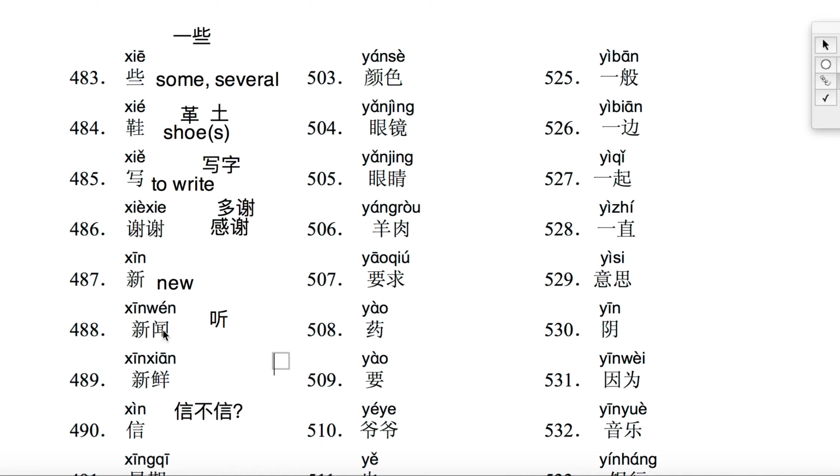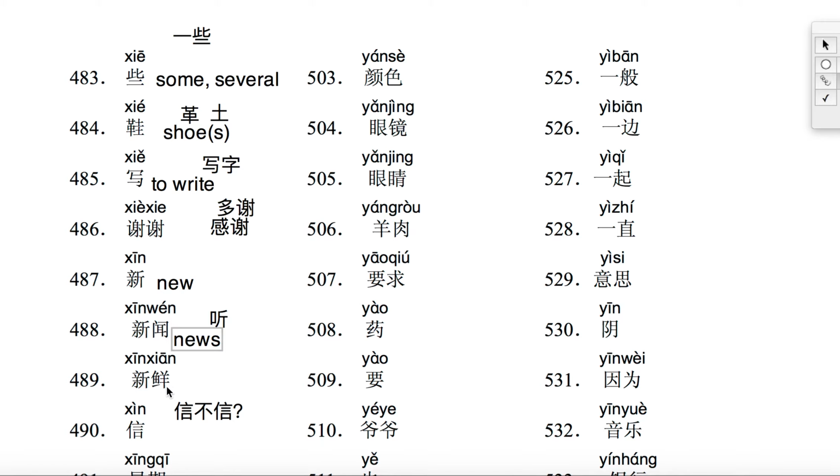Because look at this character. There's an 耳 inside of this door. What does that mean? Right, ears. You are listening to something through this door. Listen. And then you listen to something new. That will be news. 新闻 means news.